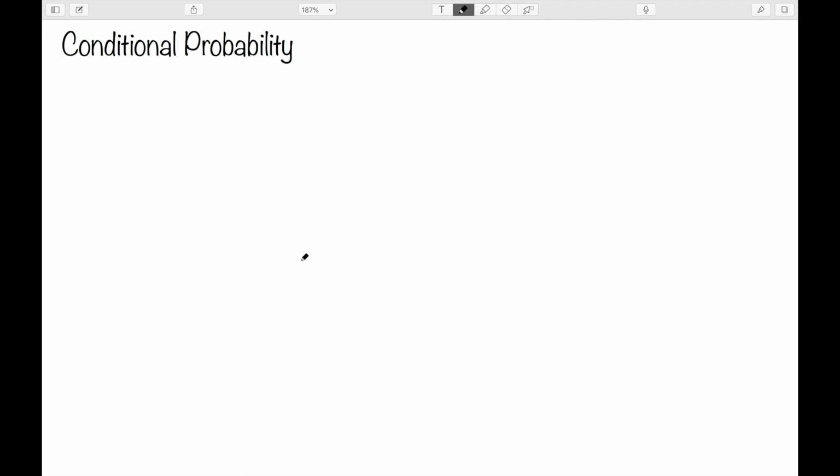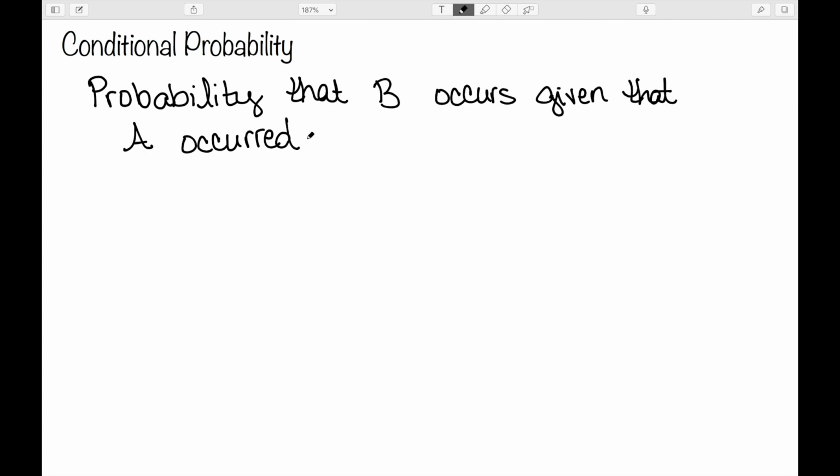In this video, I want to talk about conditional probability. The idea of conditional probability is that we've been given some kind of partial information in our problem. We're trying to find the probability that B occurs given that we already know that A has occurred. This is denoted by the probability of B, bar, A, and this bar is read "given." This is the probability of B given A.